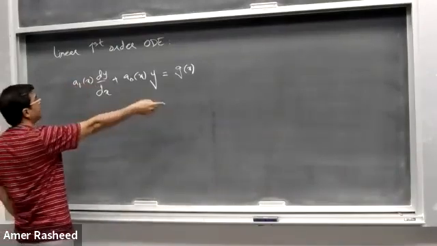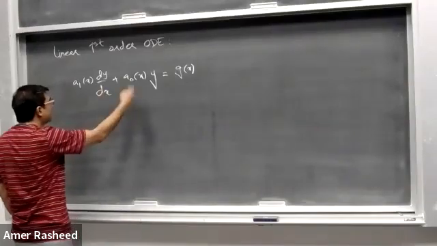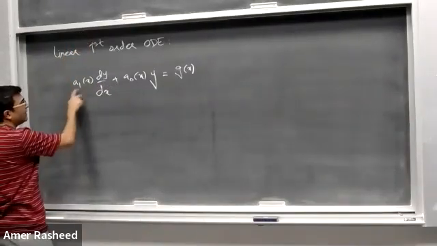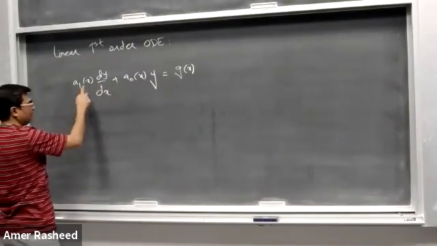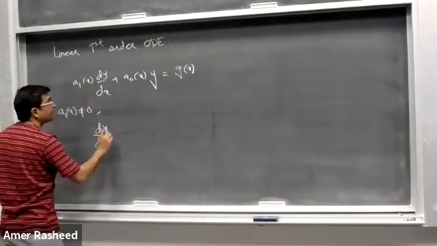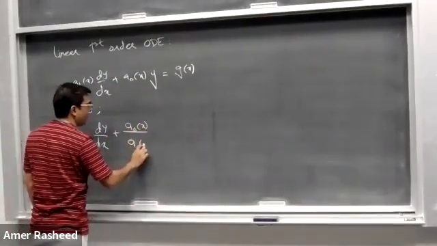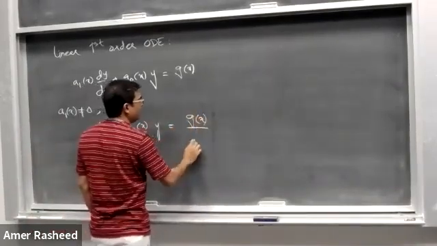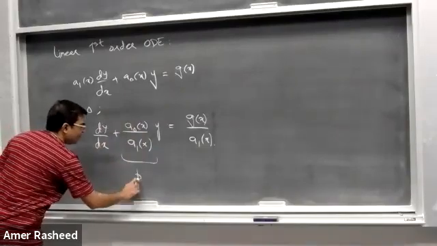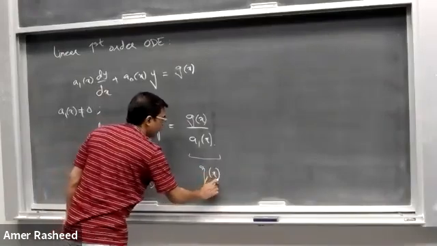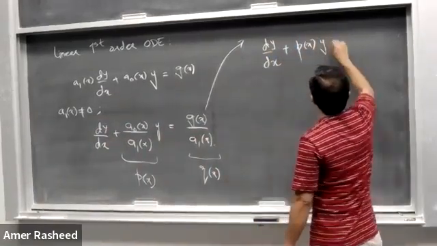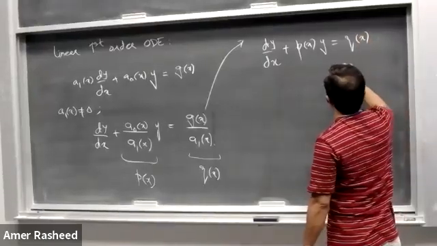We can further simplify this thing, and we can make it in that form, which is the general form of that first order differential equation. We divide the whole thing on both sides by a1 of x, where we assume that a1 of x is not equal to 0. Then we can divide and we can have dy by dx plus a naught of x divided by a1 of x into y is equal to g of x divided by a1 of x. Now, if we assume that this thing is p of x and this right hand side is q of x, then this differential equation can be written in this form: dy by dx plus p of x y is equal to q of x, along with a1 of x not equal to 0.